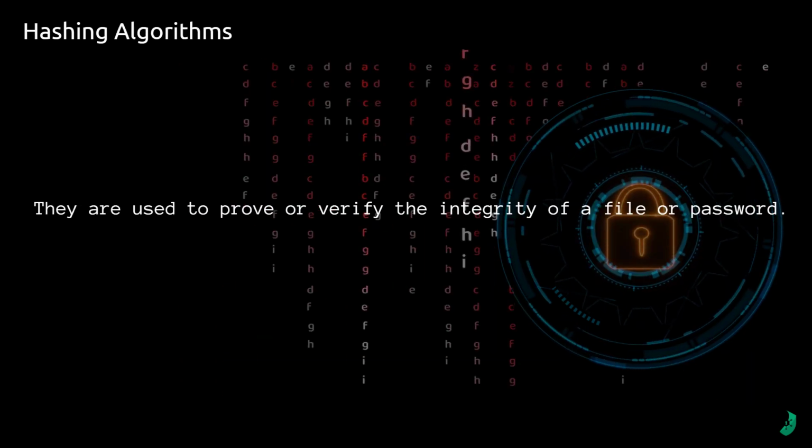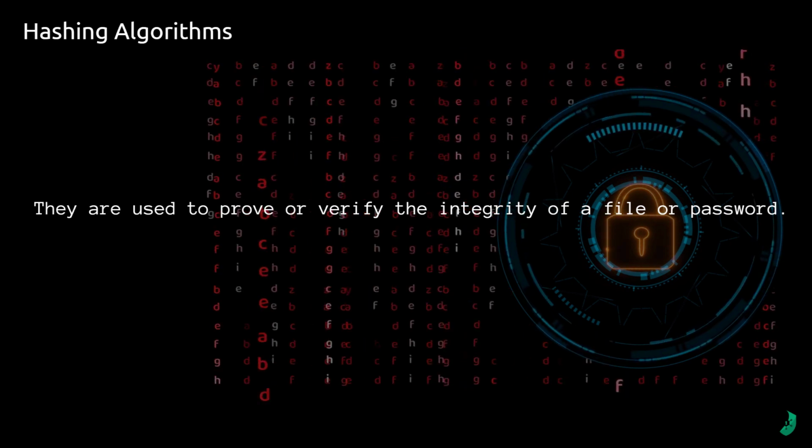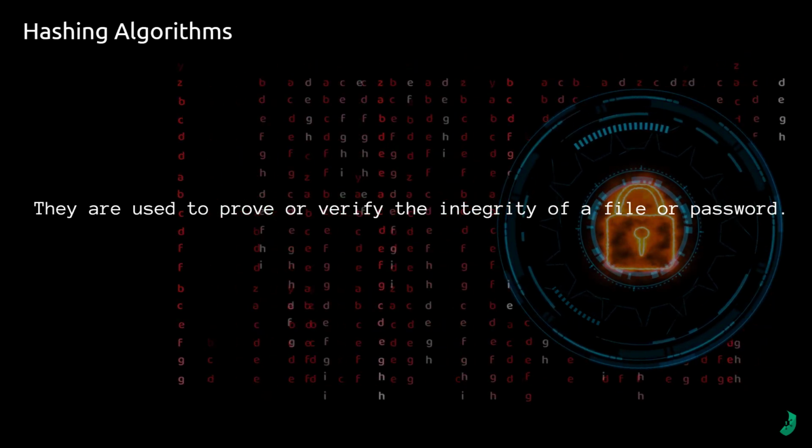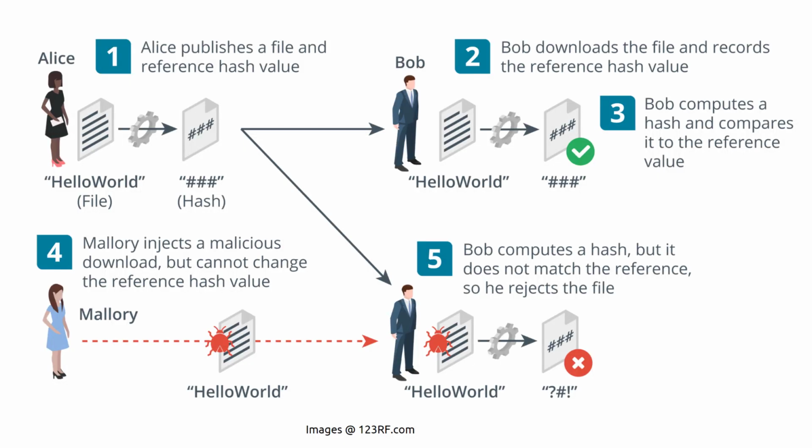Now, hashing algorithms are used to prove or verify the integrity of a file or password. Let's take a look at an example in here. Stage one, you've got Alice. Now, by the way, let me quickly mention this. Whenever you read any kind of book on cryptography or encryption, there are three main characters that are universally used. You've got Alice. Alice is typically the sender of the message. Bob would be the receiver of the message. And then you have Mallory, who would be like the black hat who tries to intercept and modify the communication between Alice and Bob. So let's take a look at this example to explain hashing.